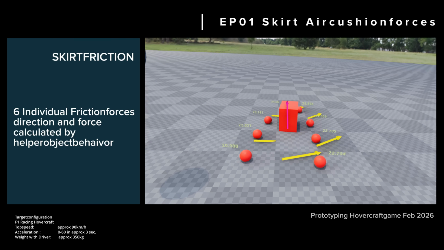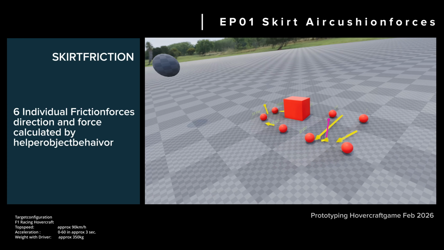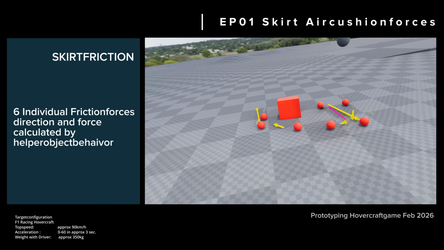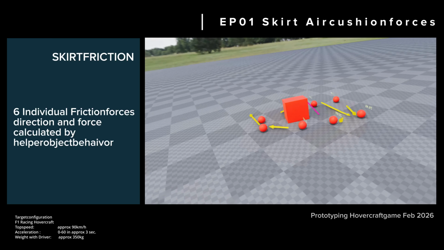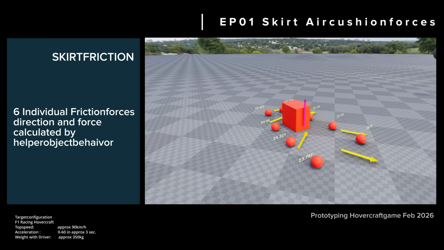Then the forces of the individual points act in different directions and thus also stop rotation due to differently acting frictional forces. This slows down not only the movement in one direction but also the rotation. The strength of the individual forces is not yet balanced in prototyping.